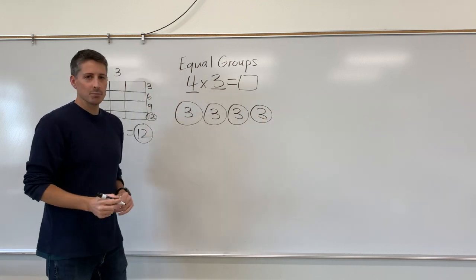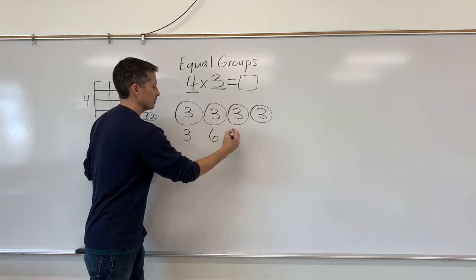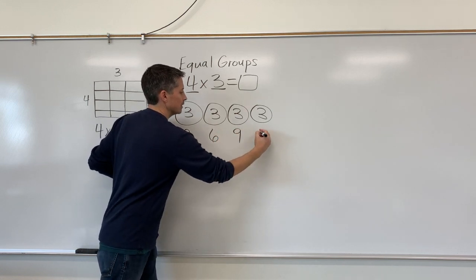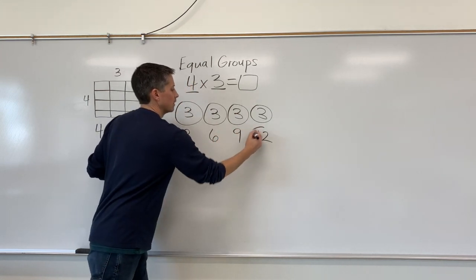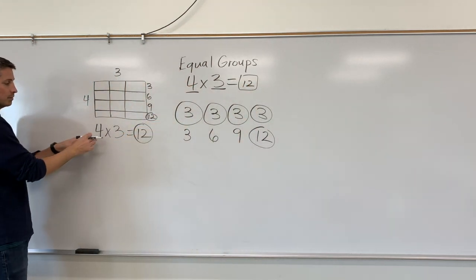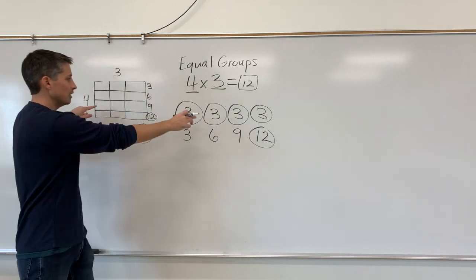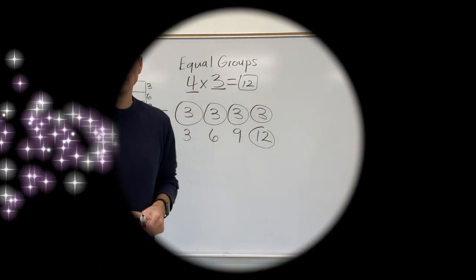And then I'm going to skip count. So I have 3. 3 plus 3 is 6. 6 plus 3 is 9. 9 plus 3 is 12. Notice we have 2 different strategies, but we still get the same answer. 4 times 3 is 12, using different strategies.